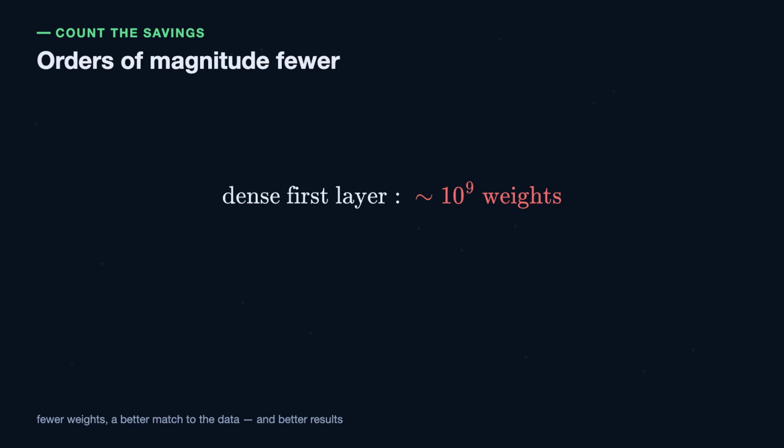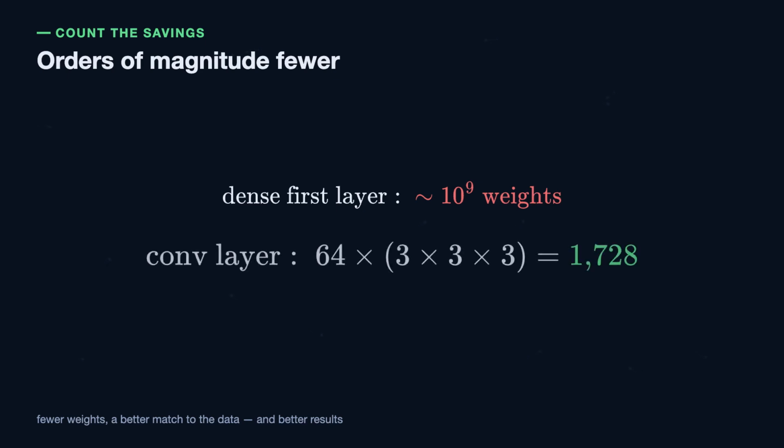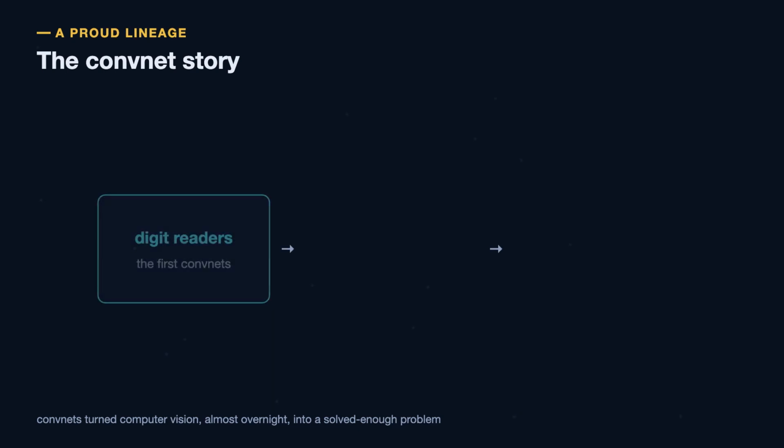Let us count the savings once more. A dense first layer on our image needed 1 billion weights. A convolutional layer with 64 kernels, each just 3 by 3, needs only a few hundred. Orders of magnitude fewer parameters, and a far better match to the data. Fewer weights and yet better results.